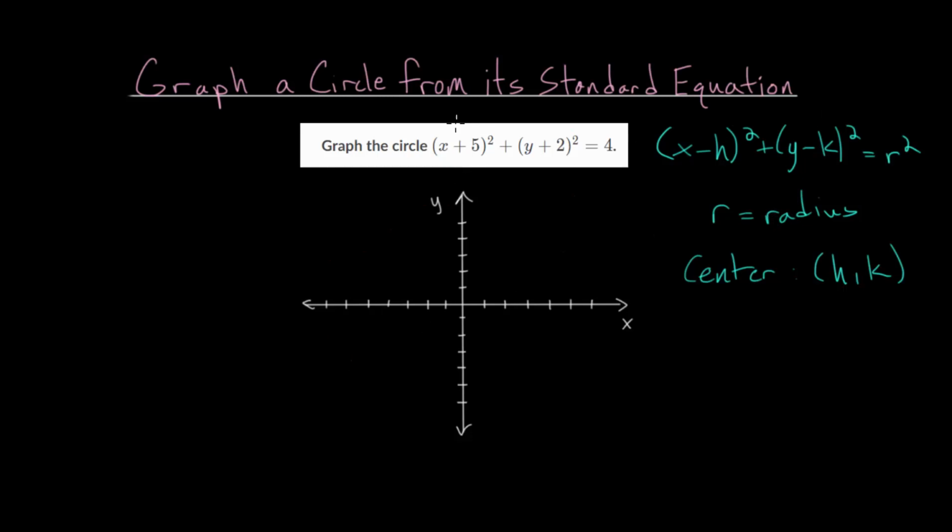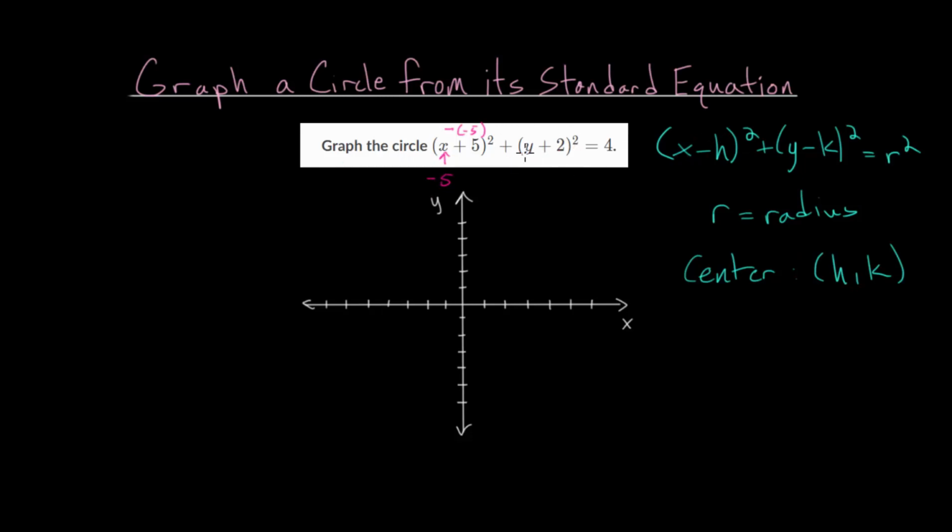So one way to find the center is to think about which x value makes this expression in parentheses equal to 0. And that would be -5. The other way to look at it is that we're subtracting h in this standard equation, and you can rewrite plus 5 as minus -5. So another way to see that the x value of the center, h, is -5.